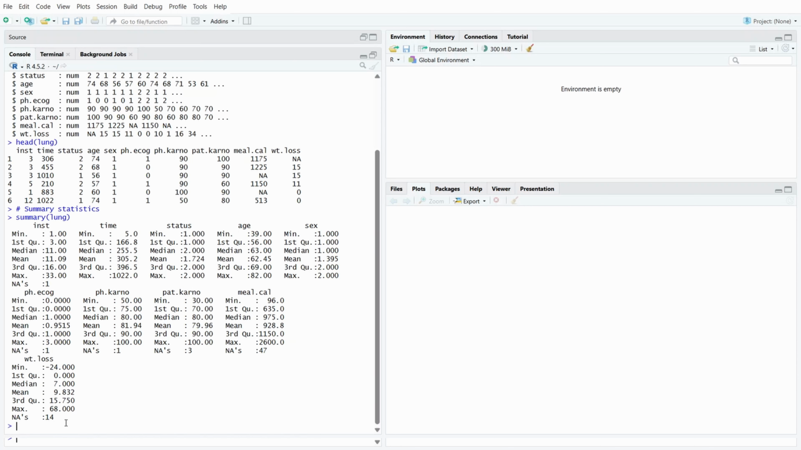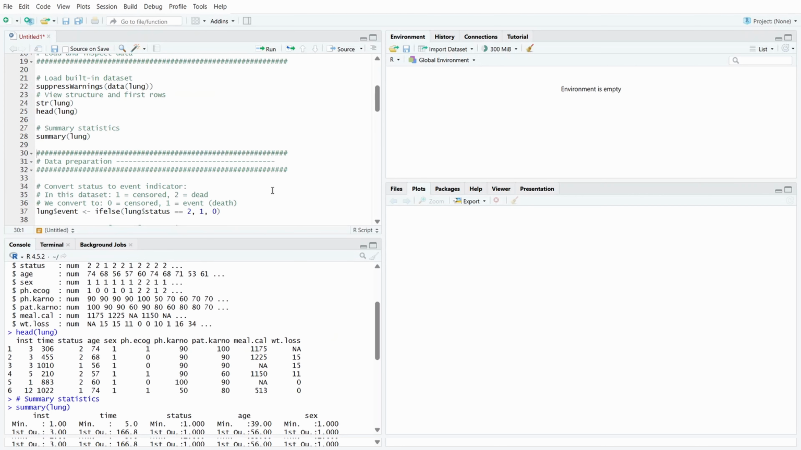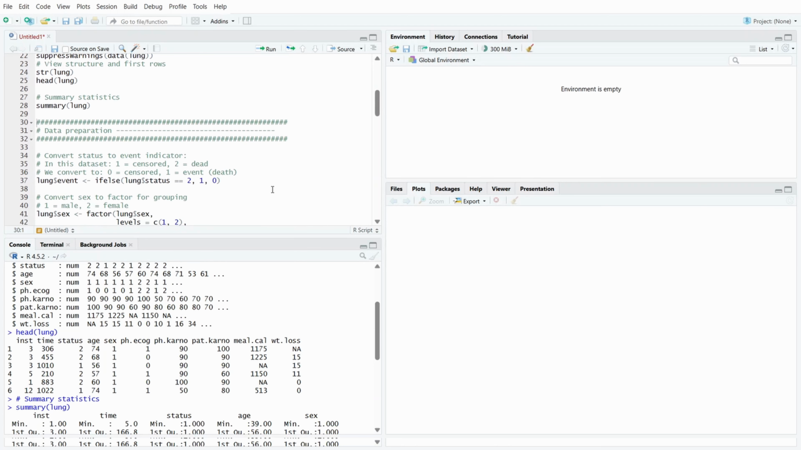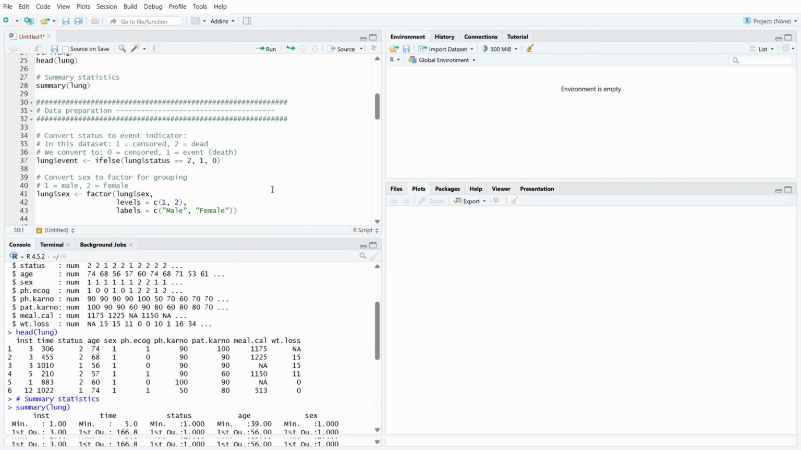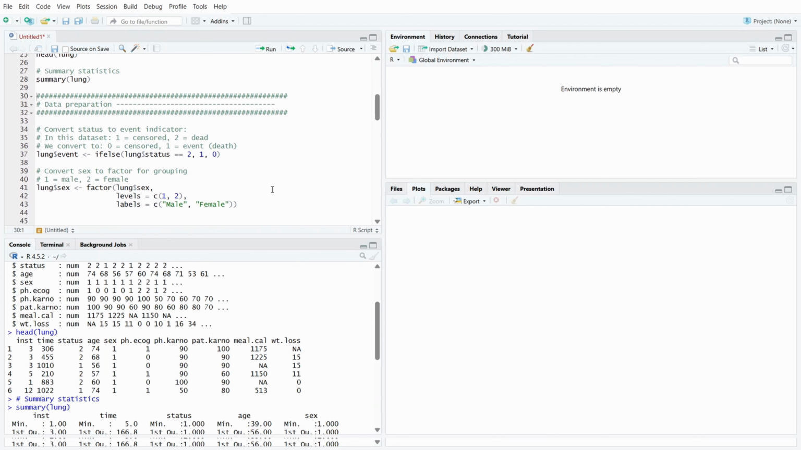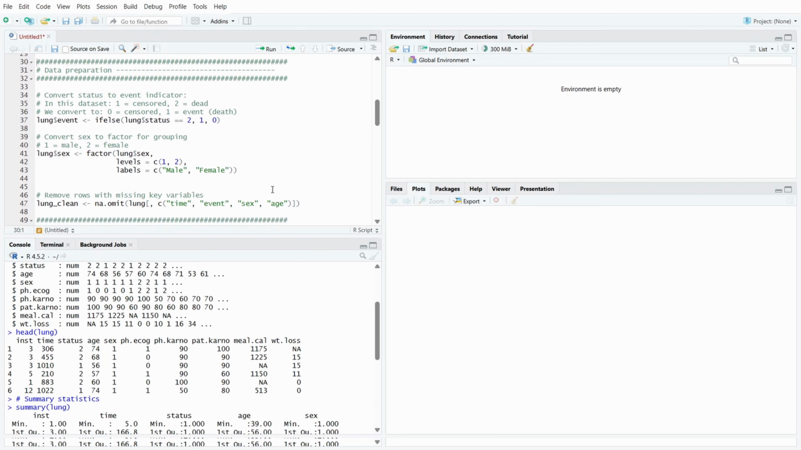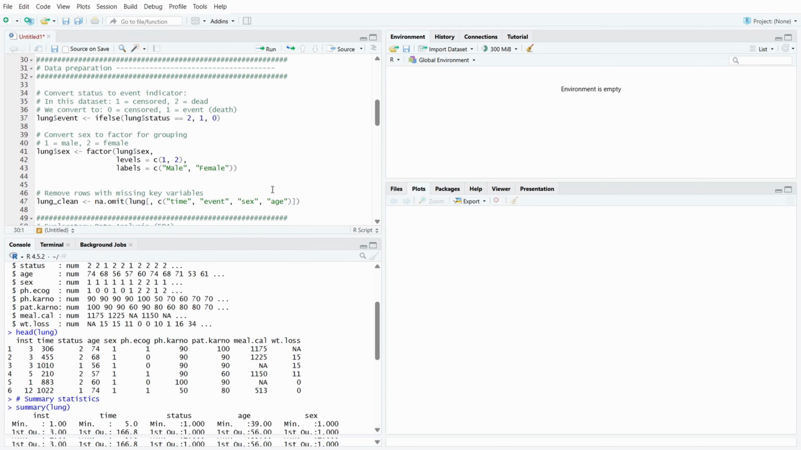Overall, this dataset shows a patient population with moderate survival times, mostly male, generally in their 60s, with varying degrees of functional impairment and noticeable variability in nutrition and weight changes. Missing data is something to keep in mind, especially for calorie intake and weight loss, as it could influence downstream analysis. Moving on to data preparation, we first create a new variable called event.